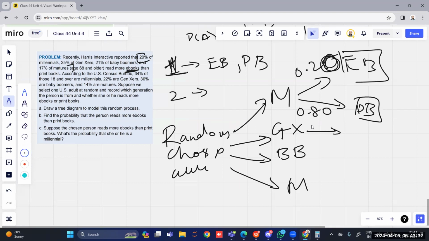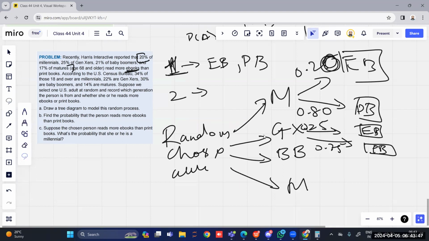Gen Zers have how much probability? 0.25 for ebooks. So what will be the probability for print books? It will be 0.75. It's the same as for this one, so you can complete the tree diagram. Is it clear, Zaid? Yes. So this is how the tree diagram is done.